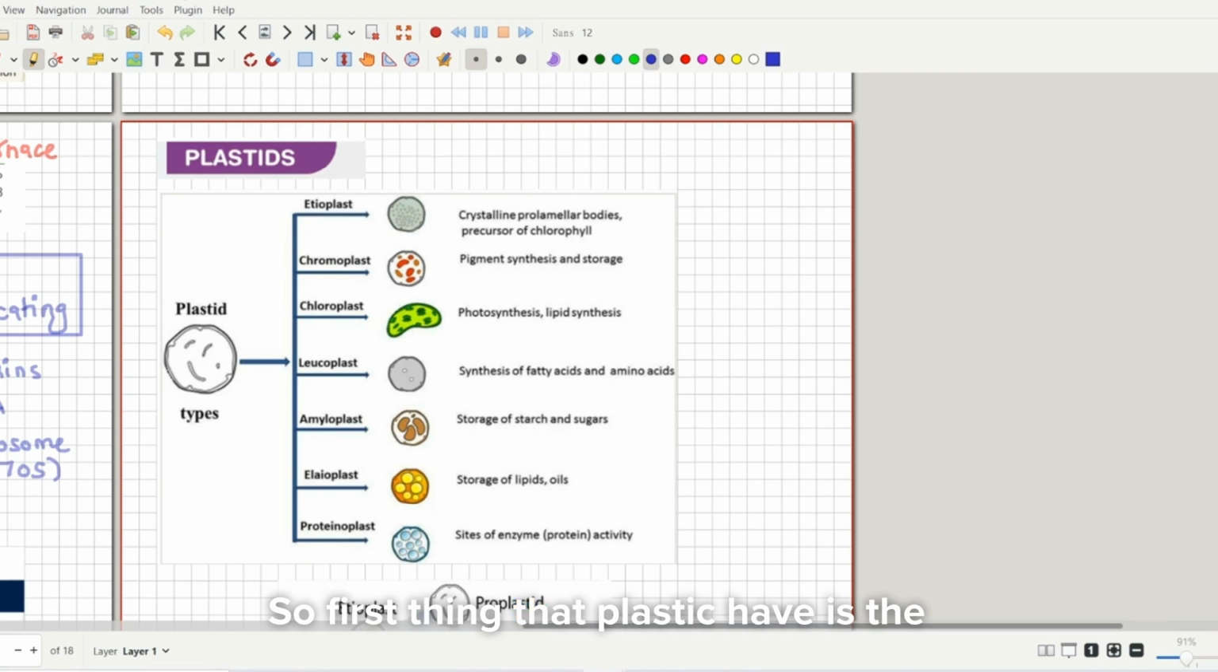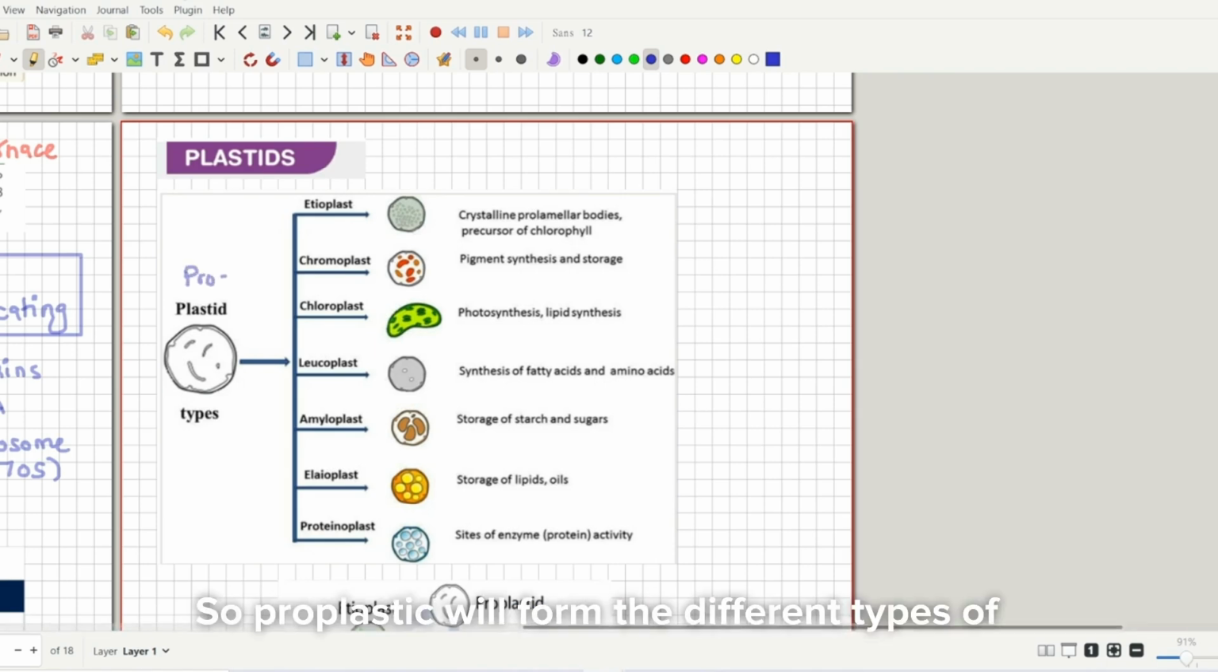The first thing that plastids have is the proplastid. So the plastid that you have here is called a proplastid. The proplastid will form different types of plastids. The different types are chromoplast, chloroplast, leucoplast, amyloplast, elioplast, and proteinoplast, and these are all the types of plastids that you will discuss here.